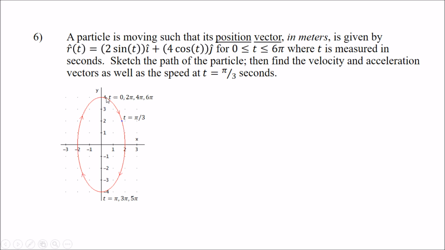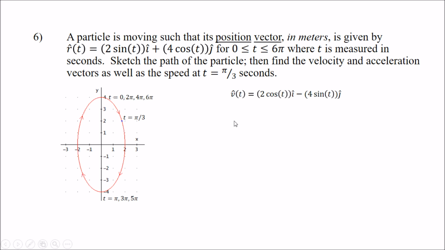at (0, 4). Now it's at (0, 4) at time 0 seconds, 2 pi seconds, 4 pi seconds, and 6 pi seconds. It's at the bottom at (0, -4) at pi seconds, 3 pi seconds, and 5 pi seconds. And you could convert those to decimals by multiplying 3 by the value of pi, or 5 by the value of pi, for instance, if you wanted to. I also plotted the point at t equals pi over 3, since that's one of the points that we're interested in, finding the velocity and the acceleration as well as the speed at that point in time.